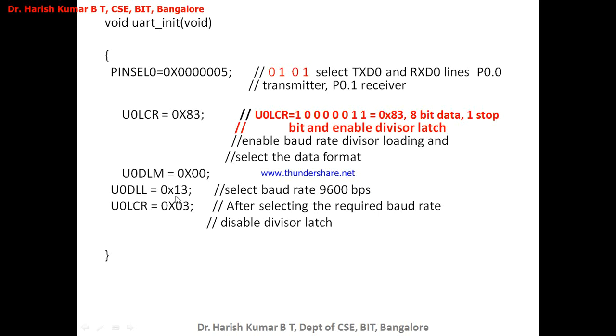Next, I have prepared everything. I have selected the transmitter, I have selected the receiver line, and then defined the data format here, and then set the baud rate to 9600 by computing these two values.